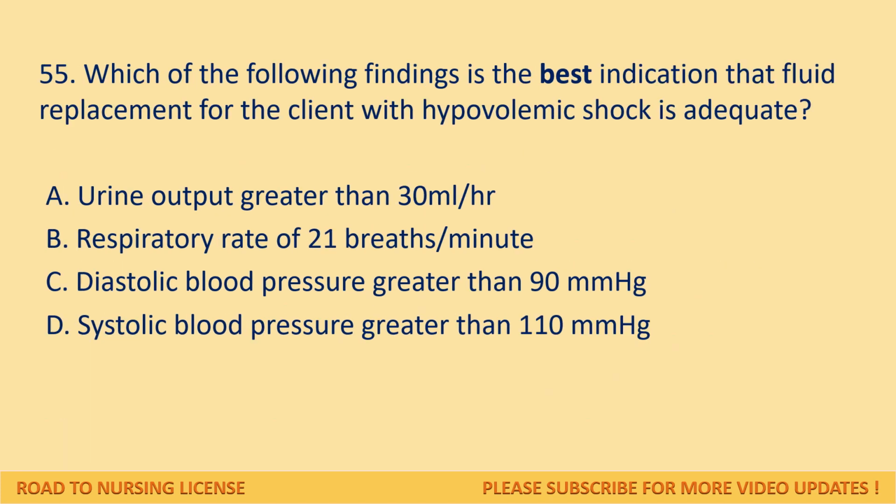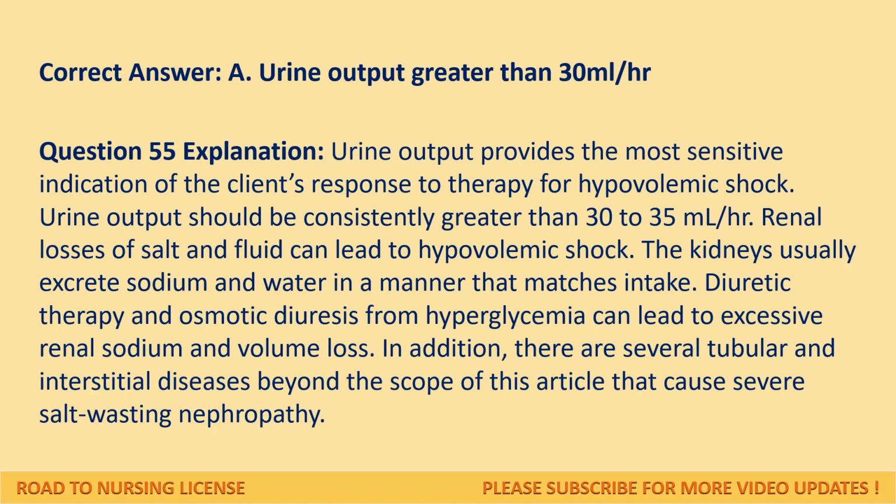Question 55. Which of the following findings is the best indication that fluid replacement for the client with hypovolemic shock is adequate? A. Urine output greater than 30 milliliters per hour. B. Respiratory rate of 21 breaths/minute. C. Diastolic blood pressure greater than 90 mm of mercury. D. Systolic blood pressure greater than 110 mm of mercury. Correct answer, A. Urine output greater than 30 milliliters per hour.